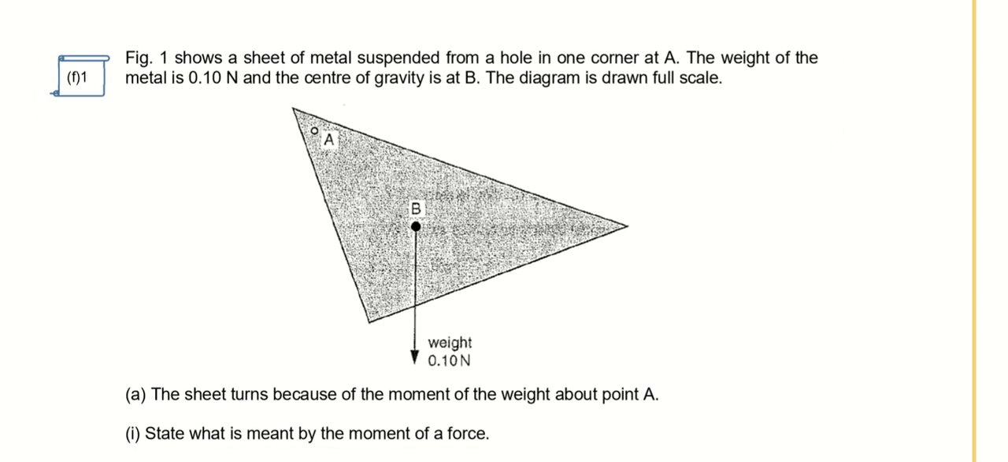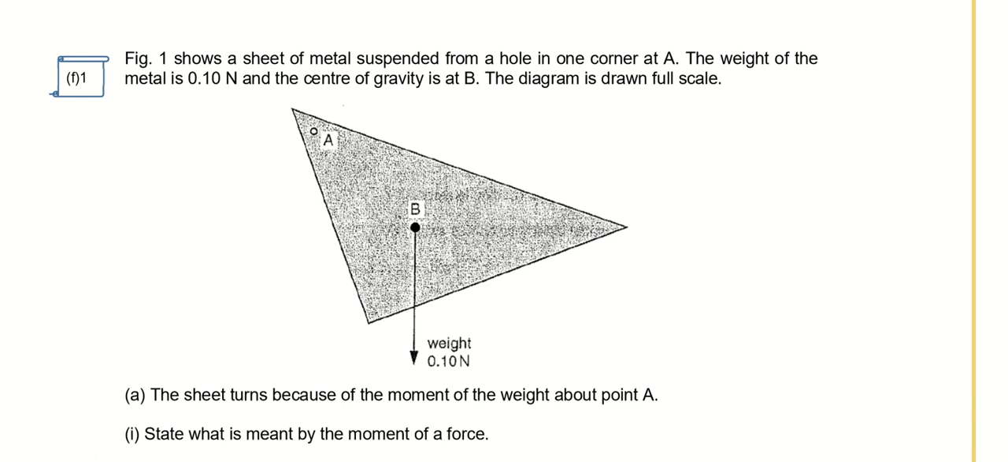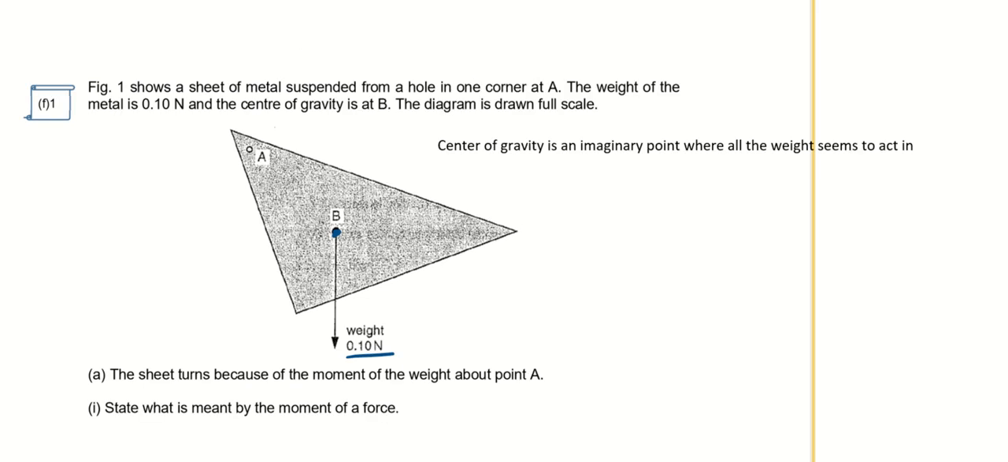Okay, let's go through this question. It shows a sheet of metal suspended from a hole in one corner at A. The weight of the metal is 0.10 Newton, so weight is really a force, and the center of gravity is at B. What is center of gravity? Center of gravity is an imaginary point where all the weight seems to act. So this is my CG. I will have the weight coming down from the CG, and it's 0.1 N.